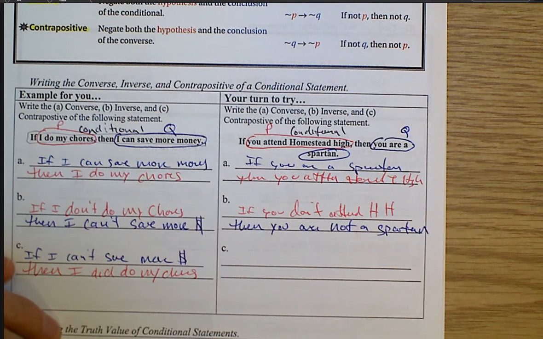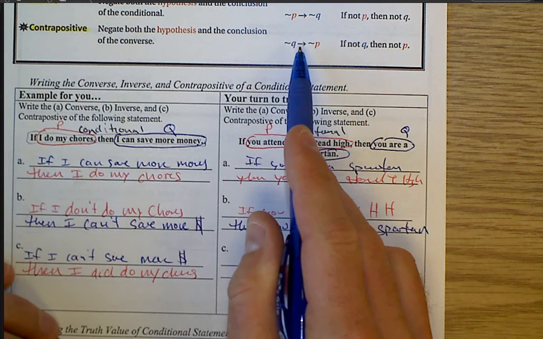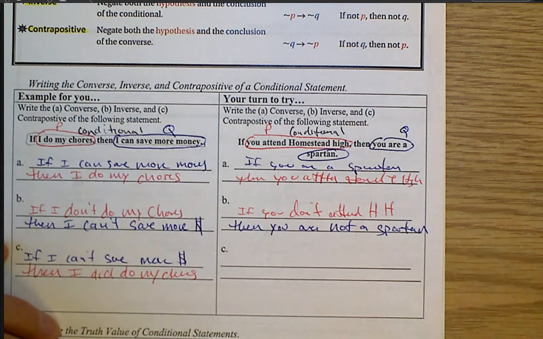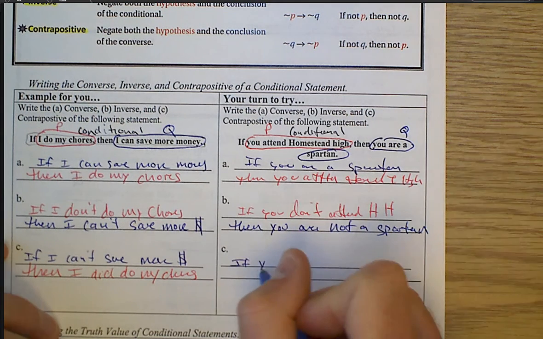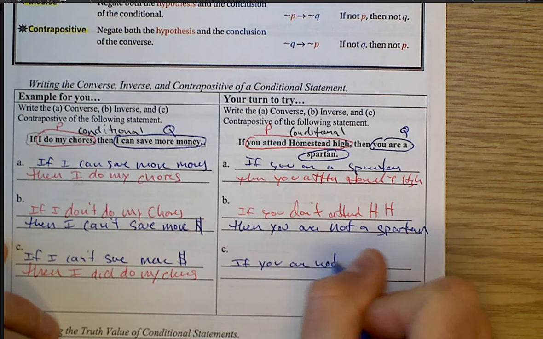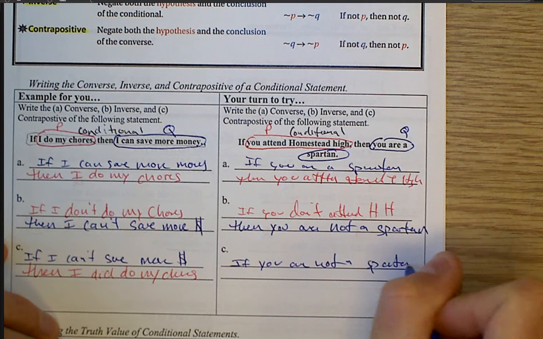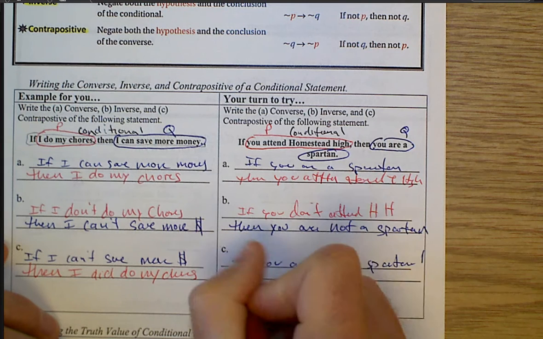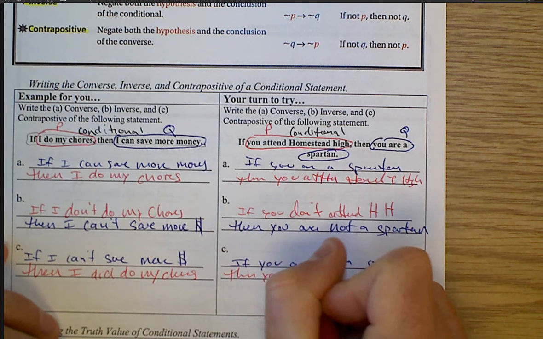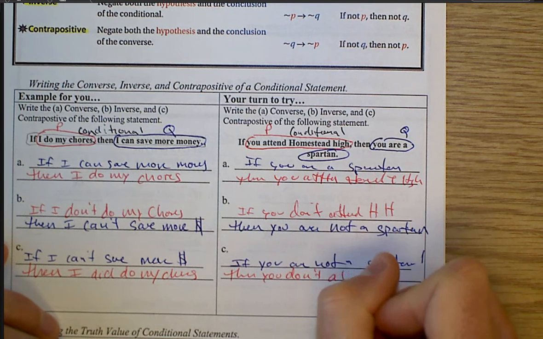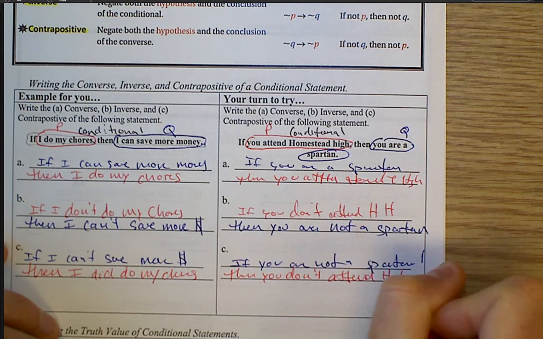That's the inverse. Last one, contrapositive. You're negating both and switching your Q and P. If you are not a Spartan, then you do not attend Homestead High. Okay?